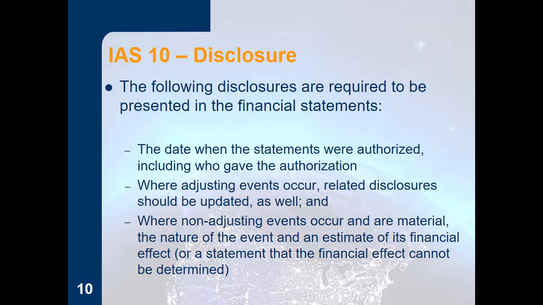Disclosures are required, of course. Disclosures that we need to make are the date when the statements were authorized and who gave the authorization of the statements. Where adjusting events occur, any related disclosures should be updated. If we have events that occur related to conditions that already exist. When non-adjusting events occur and they're significant, we need to disclose the nature of that event and an estimate of its financial effect. And so that tells you what happens under IFRS with respect to these subsequent events or events after the period.